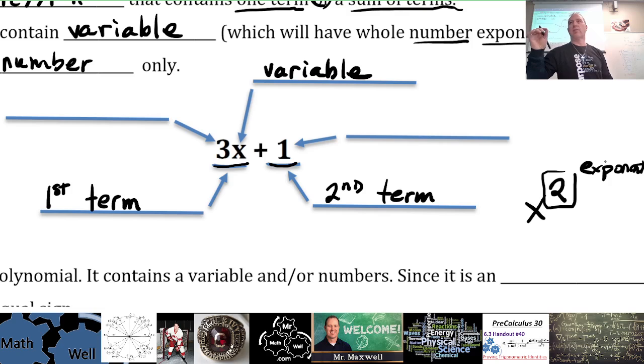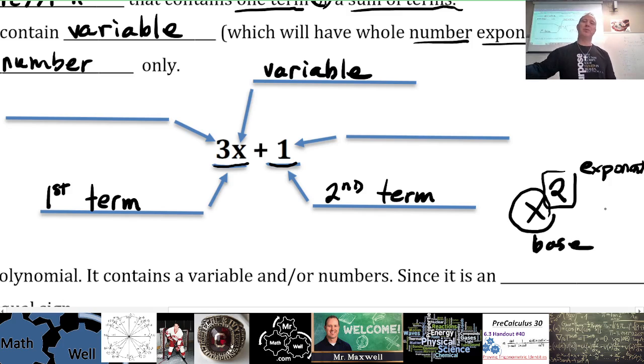This is a really tough word. Not quite, it's not the base. The base is for a power, like right here, which we'll talk more about as well. There was another hand back there. You want to take a guess? No? Okay, it's a tough one. You may not have heard it before. It's the coefficient.